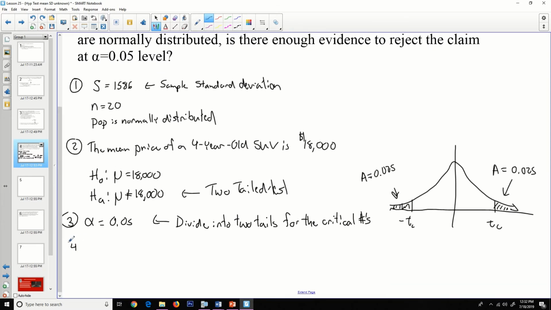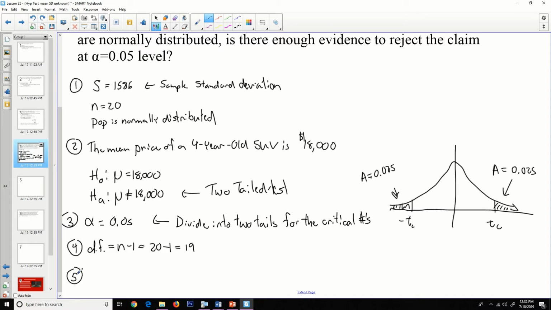All right. So this time we have to identify degrees of freedom. Usually that's a lowercase, so let's make this a lowercase d.f. That works. And that is going to be n minus 1. In this case, there are 20 minus 1, so our degrees of freedom are 19. And so this is number 4.